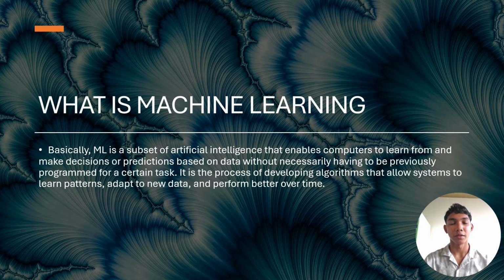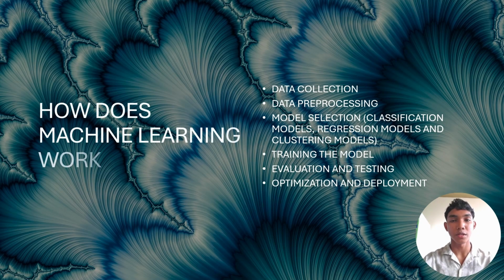What is machine learning? Basically, machine learning is a subset of artificial intelligence that enables computers to learn from and make decisions or predictions based on data. It is the process of developing algorithms that allow systems to learn patterns, adapt to new data, and perform better over time.